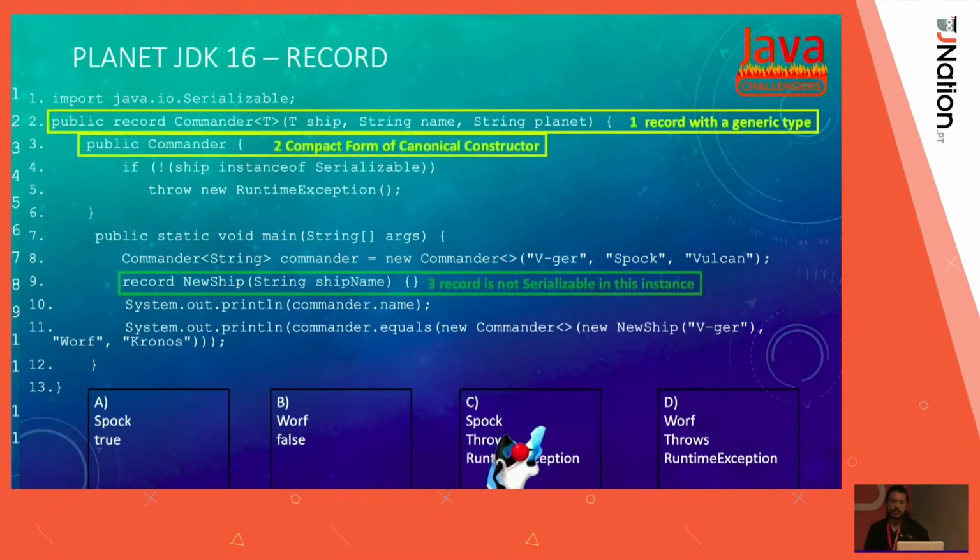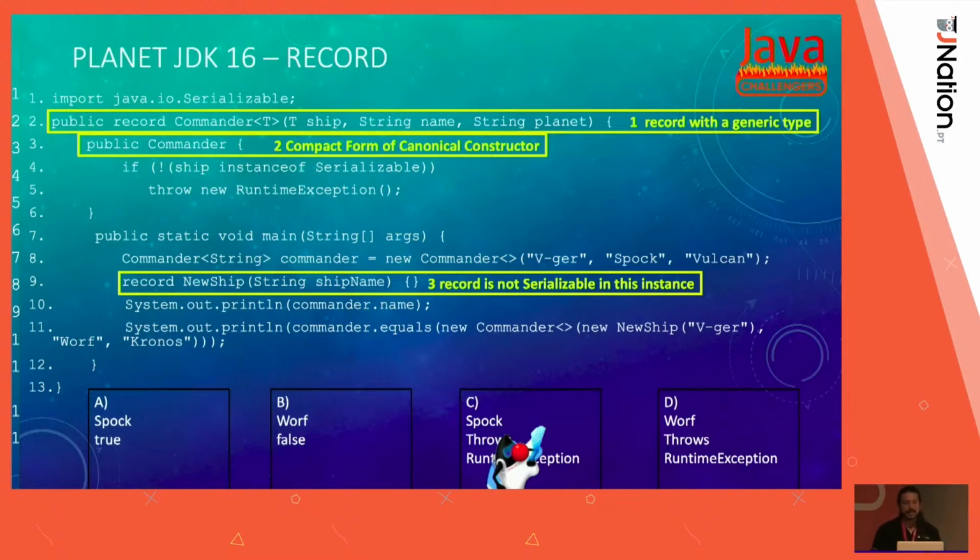So the first thing to notice here is that you can use a generic type if you want in a record. And this is the strange kind of constructor I mentioned. It's the compact form of the canonical constructor. Usually in this kind of constructor in a record, you handle possible invalid data, so you can do some validations here. And another thing is that we are creating a record inside the main method. So it's totally possible to do that.